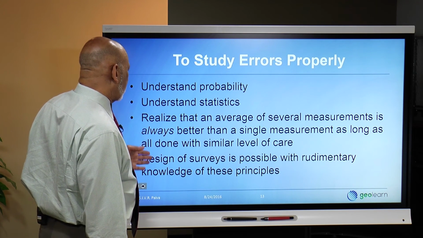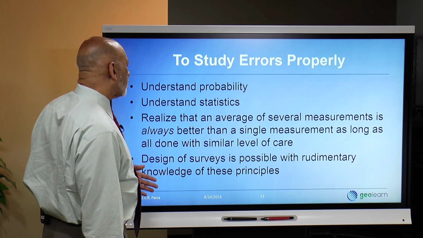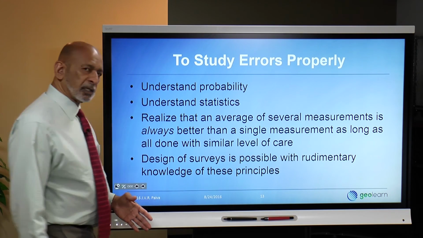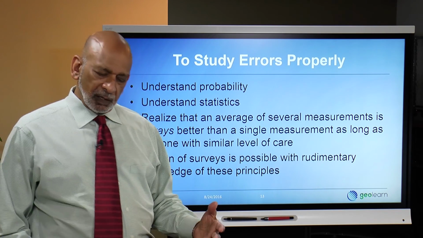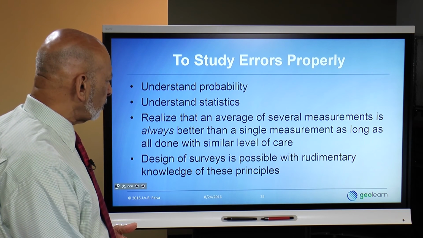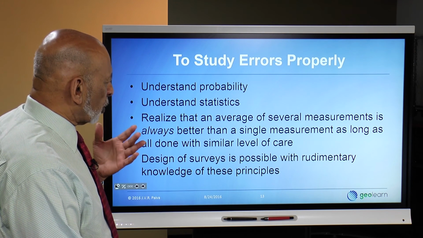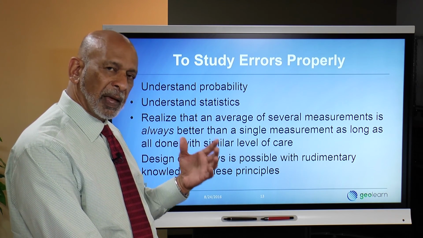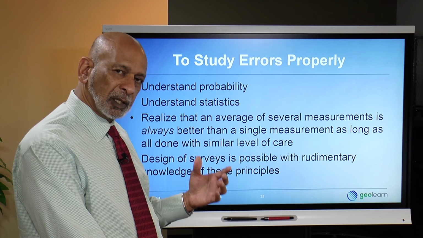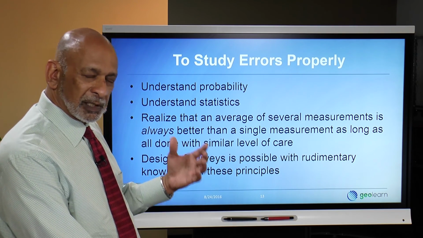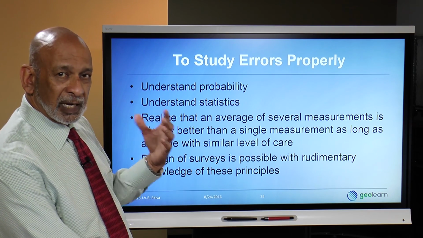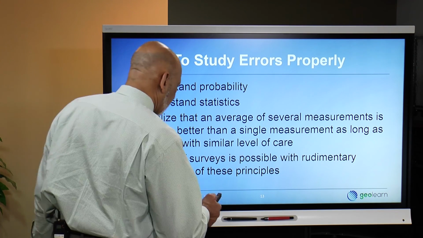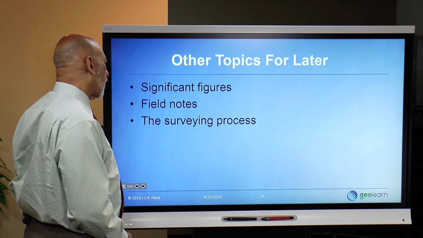And the other part is that design of surveys is possible with a rudimentary knowledge of probability and statistics and some of the other things I've covered here so far. Surveyors are so often accused of being totally cookbook. But the truth of the matter is that if you understand these principles, you can actually design your procedures, your practices, even the instrumentation you're going to use as part of the design to be able to achieve the results that are desired by a particular client or job.